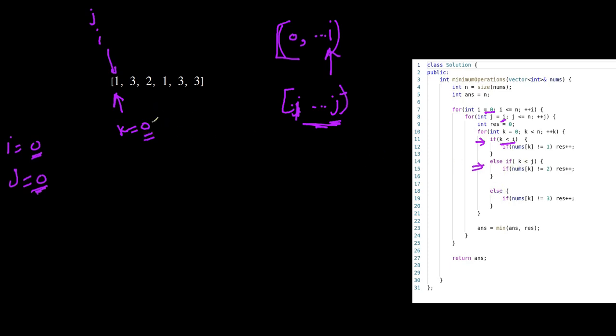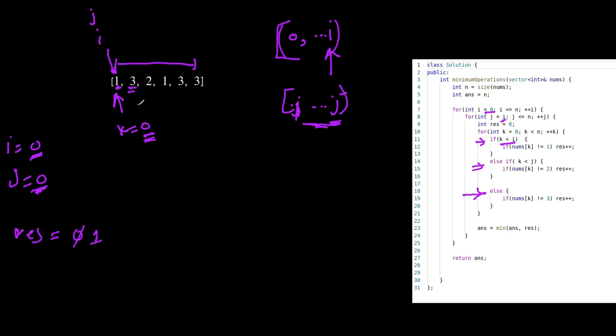So k 0 is not less than j, so we move to this condition. We need to check if the element is not equal to 3. So in this case, when i equals 0, j equals 0, the first two segments' lengths are 0, and the third segment is equal to the size of the array, and we need to check if all elements in this array are not equal to 3. So for k equals 0, the number is 1, it's not equal to 3, so we increase the counter by 1.